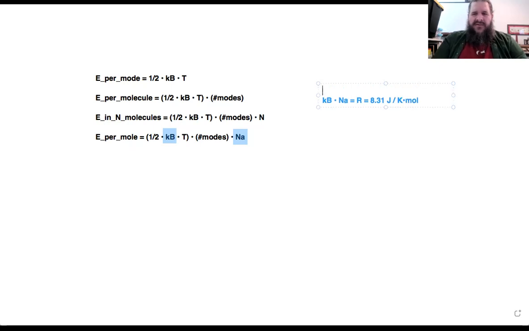And that is in fact the same R you see in the ideal gas equation. So this is the ideal gas constant. And this is a very useful shorthand because instead of having to write out KB and NA and then plug in this ridiculously small number and this ridiculously large number, we just combine those. So the energy per mole is KB and NA combined to just R.